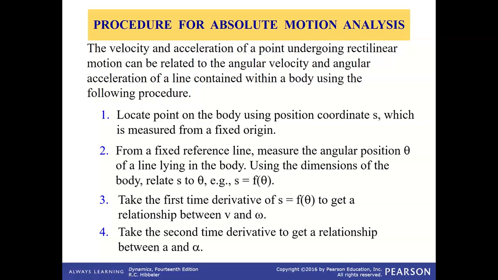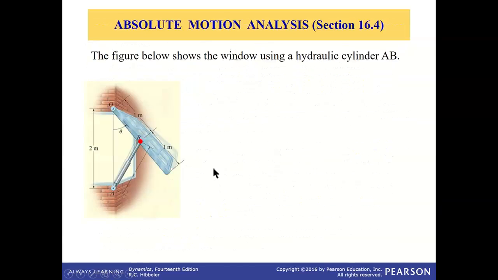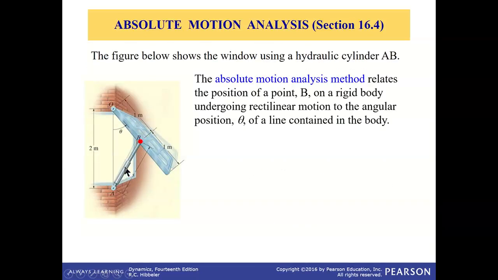In all these examples, we have talked about general plane motion because one of the bodies has linear translation and the second one has rotational motion. So as a rigid body, the single window is undergoing both translation and rotation, so it's general plane motion. And this is absolute motion analysis because we define everything with respect to a fixed point, not related to something that's moving. In our next topic, section 16.5, we will talk about relative motion analysis. So we will define the position, velocity, and acceleration with respect to a link that is already in motion.